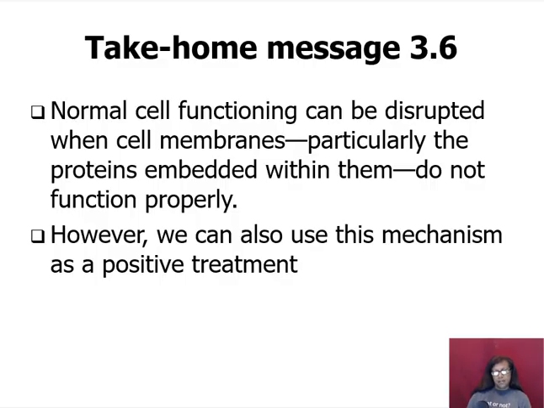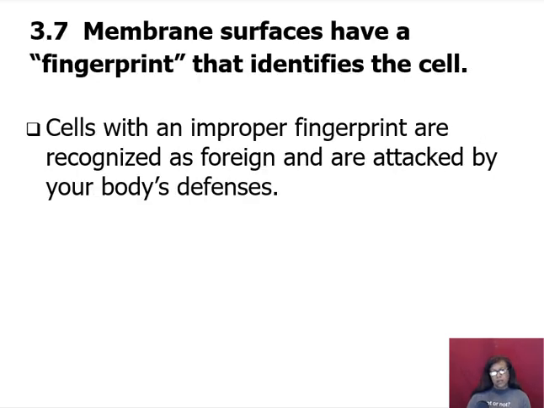So, take-home message. Normal cell functioning can be disrupted when cell membranes, particularly the proteins embedded within the cell membranes, do not function properly. However, we can also use this mechanism that we now know about as a positive and create different treatments, such as beta blockers, different receptor blockers. Okay. So now let's carry on with what's in a cell membrane.